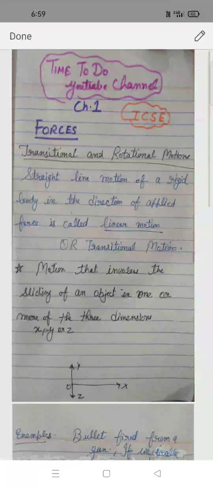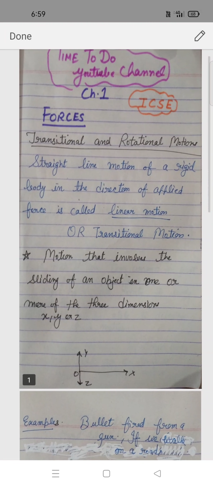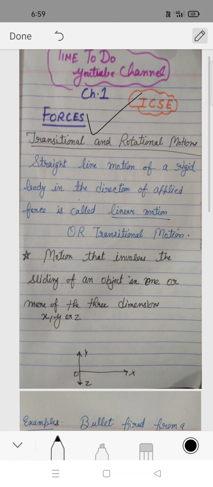Today we are going to discuss chapter 1 of the ICSE physics book. The topic is forces. Now you all know what force is. Force is a push or pull that changes or tends to change the state of rest or uniform motion of an object, or changes the direction or shape of an object.